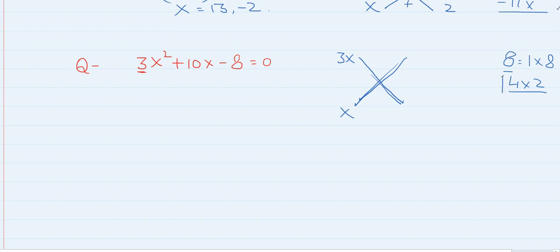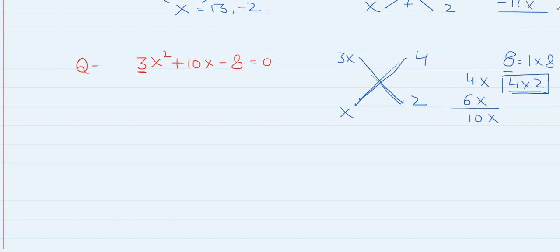Let's try to find this one. 4 and 2. This is 4 and this is 2. Now 3x multiplied by 2 will be 6x, and x multiplied by 4 will be 4x. So if we add it, we are having 10x. But their product is negative, so one must be negative. Now you can see that this is not making any sense, because 4 plus 6 is 10, that is okay, but this is a negative sign, so one must be negative. So it's not going to help.